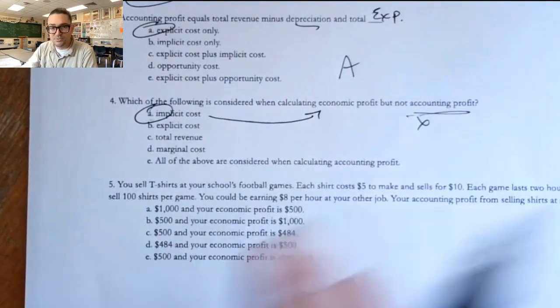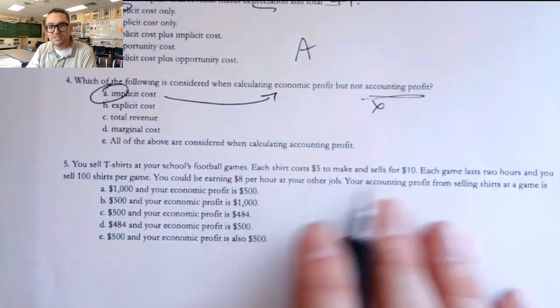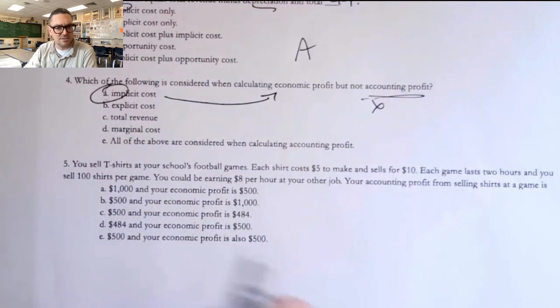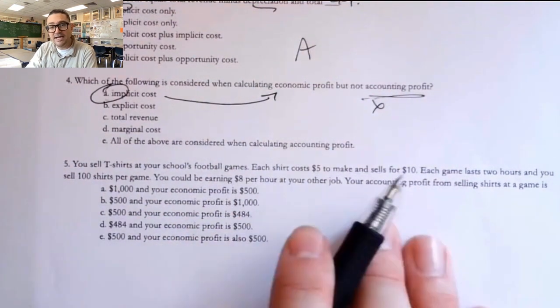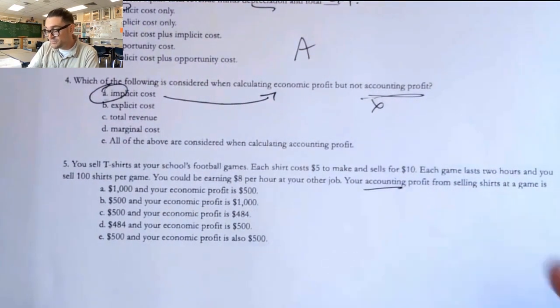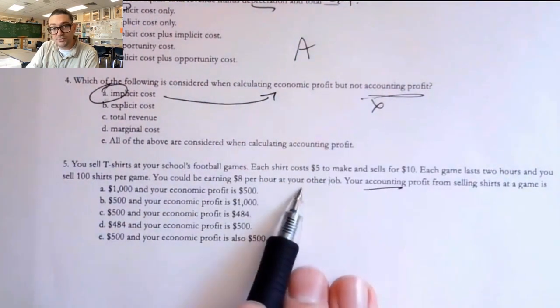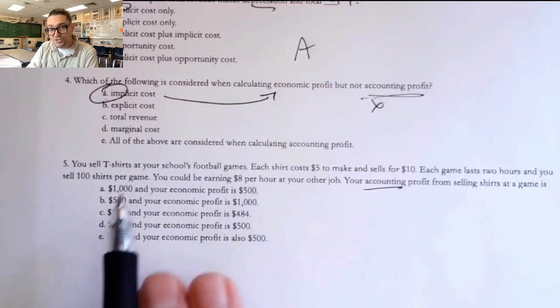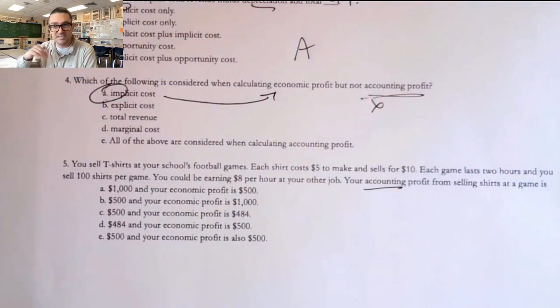You sell t-shirts at your school's football games. Each shirt costs $5 and sells for $10. Each game lasts 2 hours, and you sell 100 shirts a game. You could be earning $8 an hour. Your accounting profit from selling shirts at the game is what? We know we're just looking for the accounting profit, so we're not going to care about your alternate job. We're just going to ask, what's our total revenue minus our explicit cost?